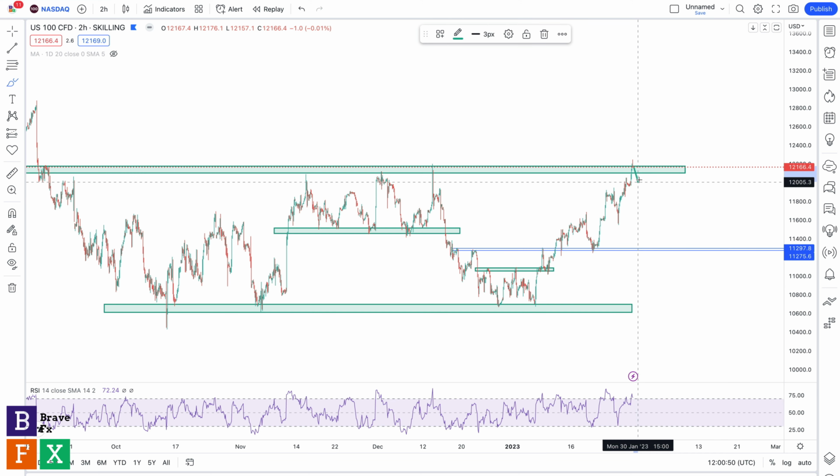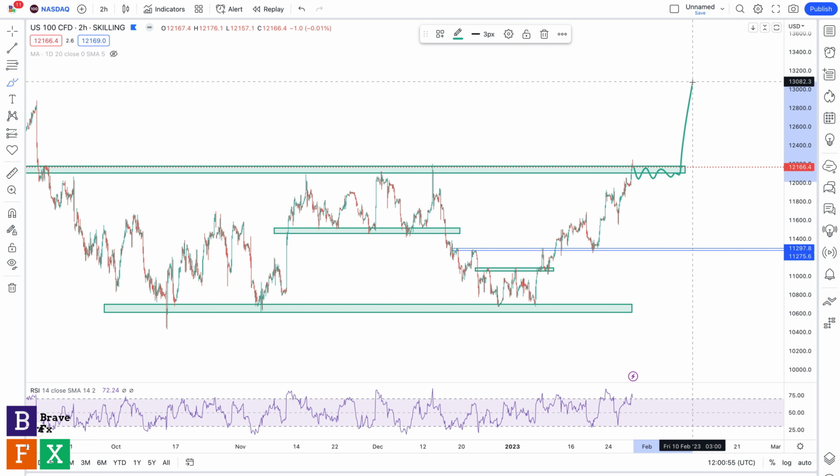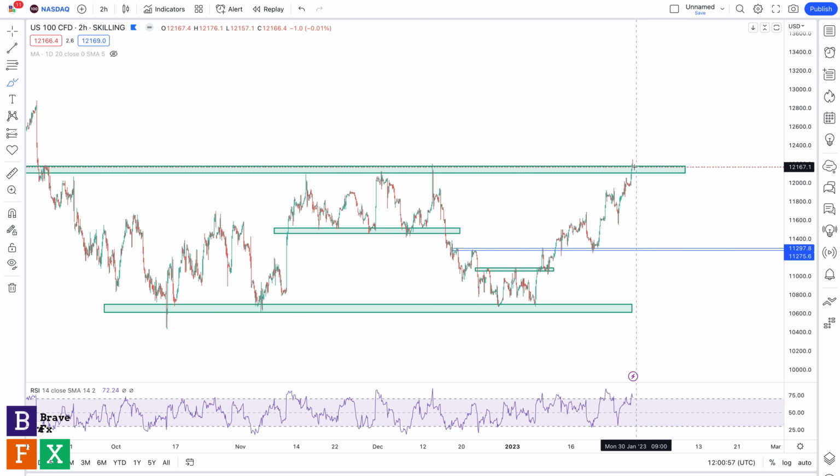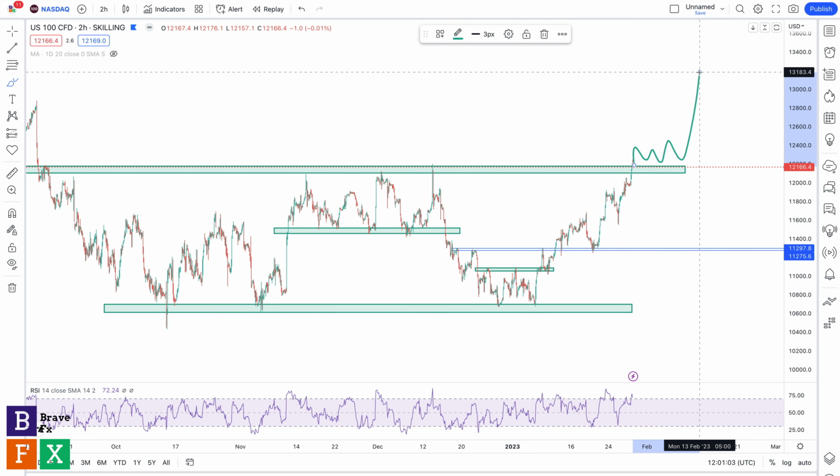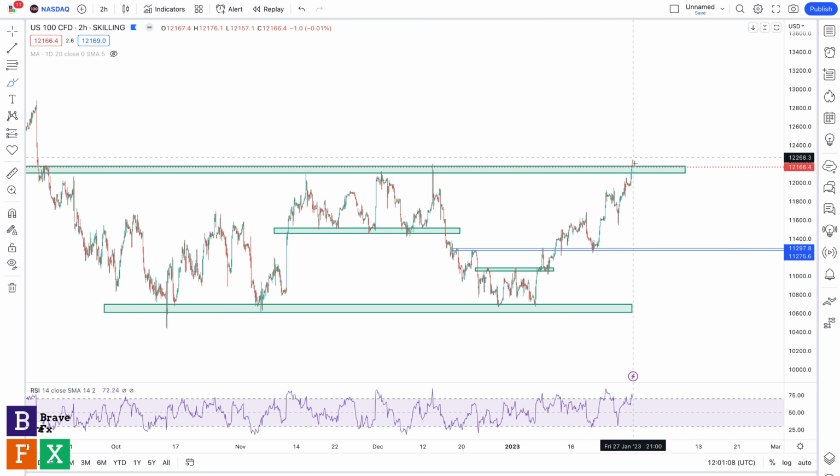So a consolidation either on this resistance level and a good bullish breakout, or a breakout and a consolidation above the resistance level and a bullish breakout. So this is what I'm going to watch out for to go long on Nasdaq. So I'm not just going to go long right now, because if you were to open a trade, there's a good chance we might see a bearish reversal to the downside, which might eventually lead to huge losses.